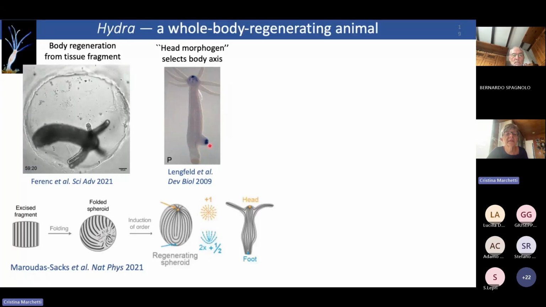This little bud on the side has to do with how hydra actually reproduces. It makes a little bud on the side, and then this will become the head of a baby hydra, if you like. So in addition to mechanics, we actually have to worry about the role of chemistry, the role of this morphogen.